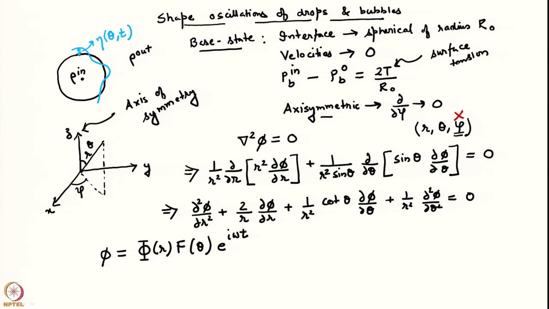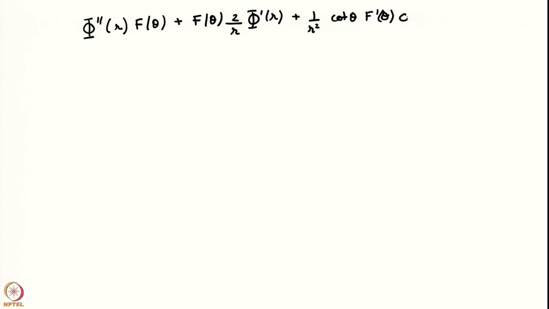So this is our formula for phi. We will have to write down a similar formula for eta, but let us first plug this formula into the Laplace equation and determine what are the functions capital phi and capital F. So when we plug this form into the Laplace equation, we obtain capital phi double prime, where prime represents derivative with respect to small r, and f of theta, plus f of theta 2 by r phi prime of r plus cot theta f prime of theta into phi of r plus 1 by r square f double prime of theta into phi of r is equal to 0.